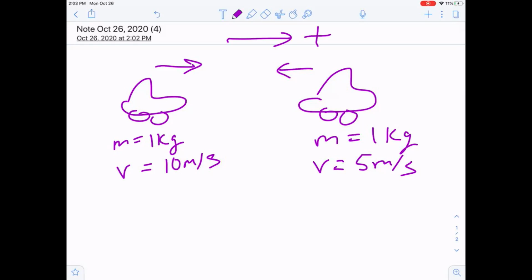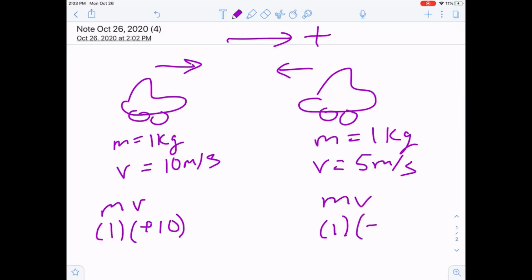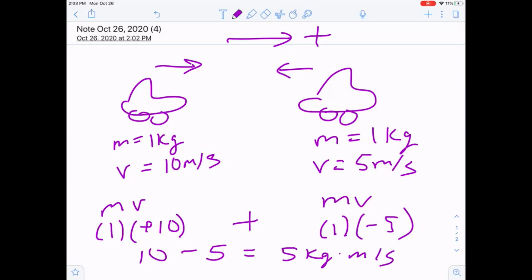So mass times velocity here would be 1 times positive 10, right? Over here, to find the momentum of this car, it would be 1 times, would this be positive or negative 5? That would be negative 5. So if we wanted to know the total momentum before the crash, this would be 10 minus 5, or 5 kilograms times meters per second. Make sense? You have to pay attention to direction.